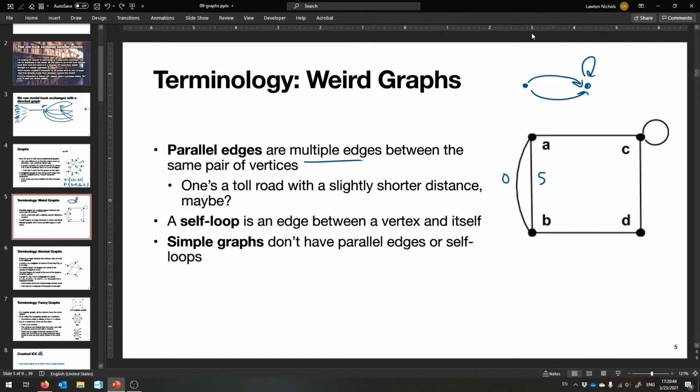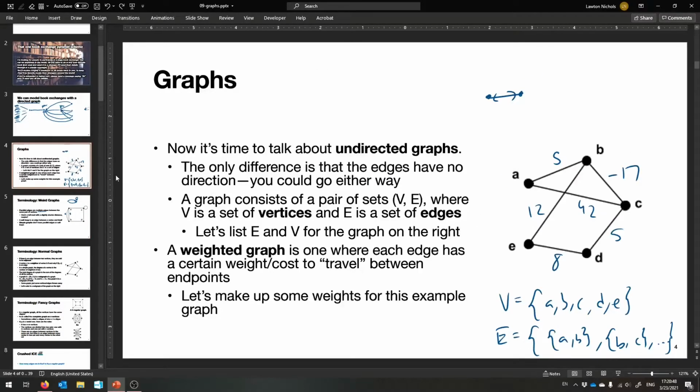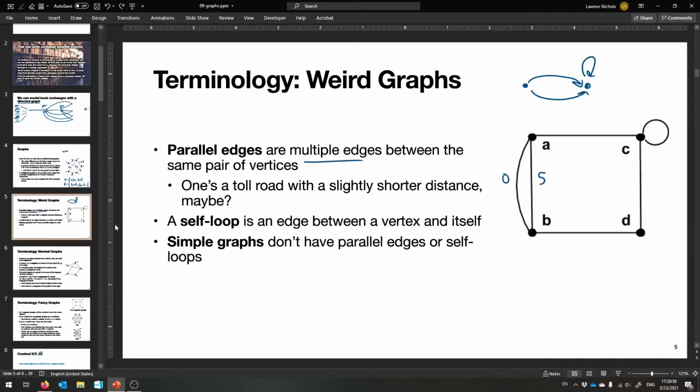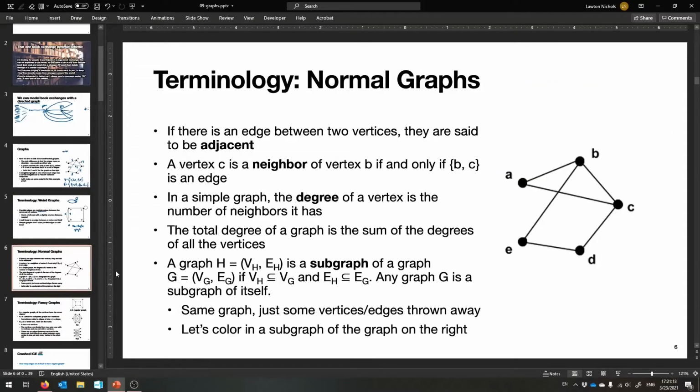Okay, and most of the time though, we care about graphs that look more like this, that look kind of normal, that we call simple. Okay, simple graphs. They don't have parallel edges or self-loops. So we get rid of that, and we get rid of that, and it's a simple graph. So this is a non-simple graph. Okay, so let us talk about the normal looking graphs now some more.